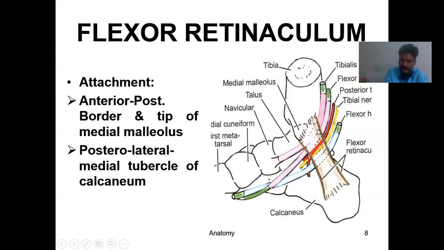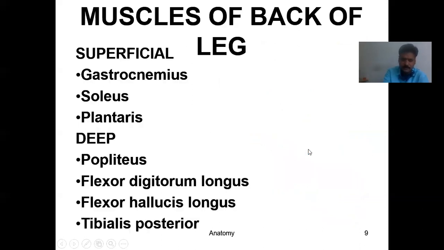Very important structures lie underneath the flexor retinaculum. There is a very important clinical aspect in relation to the flexor retinaculum, so we have the posterior tarsal tunnel syndrome. That we will discuss later.